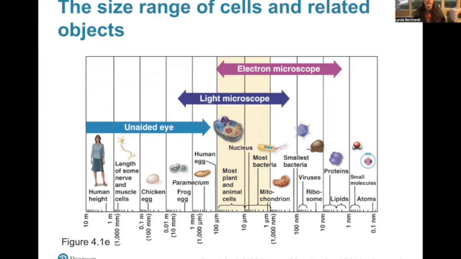Then you have your light microscope, like what we will use in our lab, where you can see things from frog eggs down to mitochondria and stuff. But you need the electron microscope to get the really small things: bacteria, viruses, ribosomes, proteins, things like that. So it's just different things.